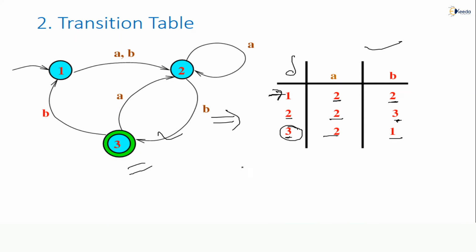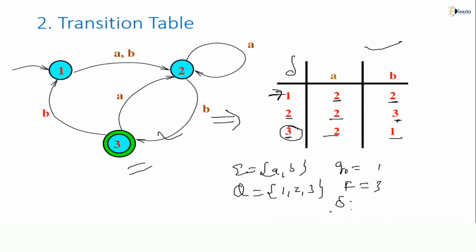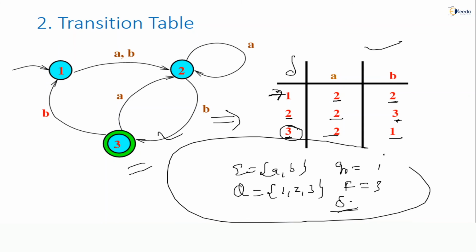Here also, see, the input symbols are A, B, yes or no? And the number of states are 1, 2, 3, yes or no? Then Q naught, the initial state, is 1, and the final state here is 3. The transition function is also there. As I mentioned, an FA is a 5-tuple. So all of you should understand this. Please note this down clearly.